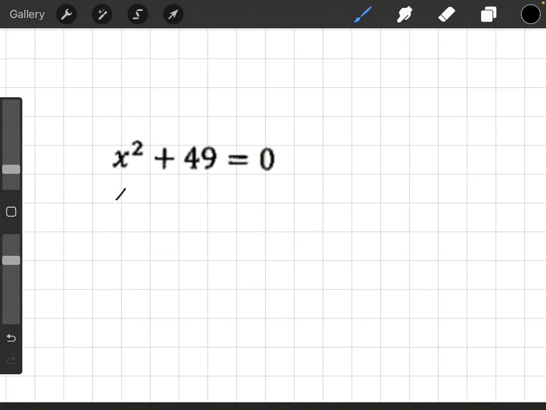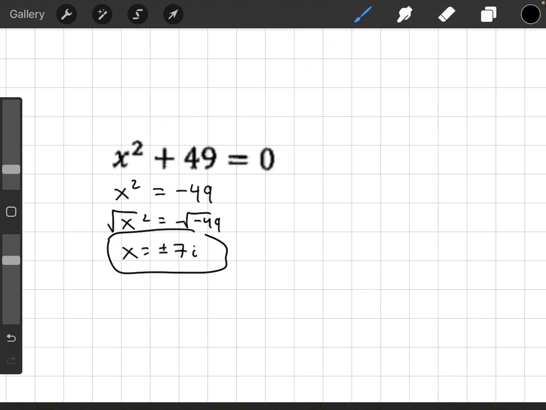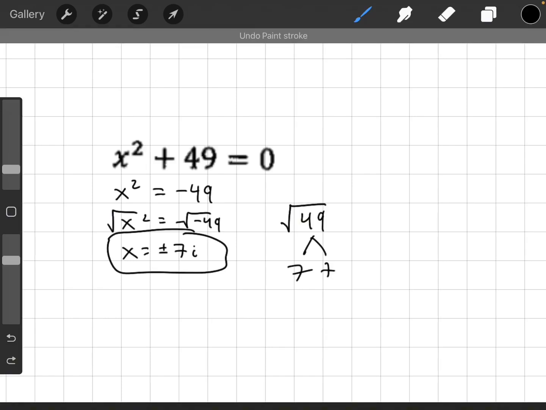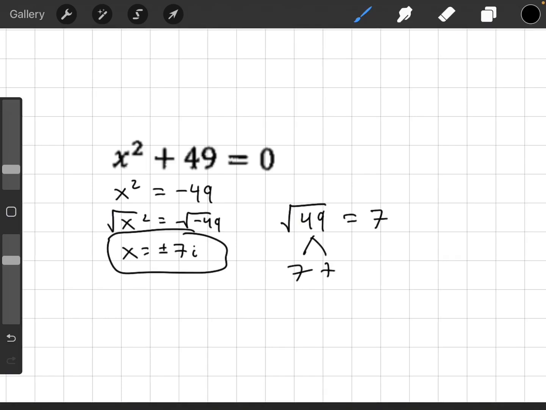49. We'll subtract on both sides. We'll take the square root. X equals plus or minus 7i. So it's the same as the square root of 49. It's a perfect square broken up into 7 and 7. So square root equals 7, but this time, because there was a negative square root, we'll add i.